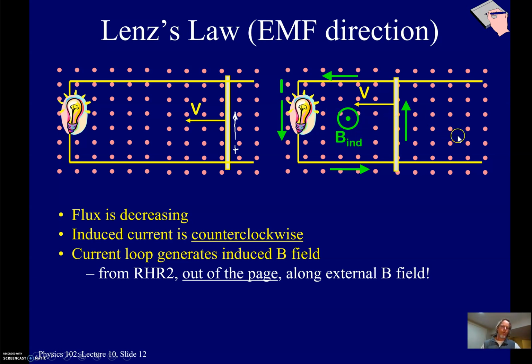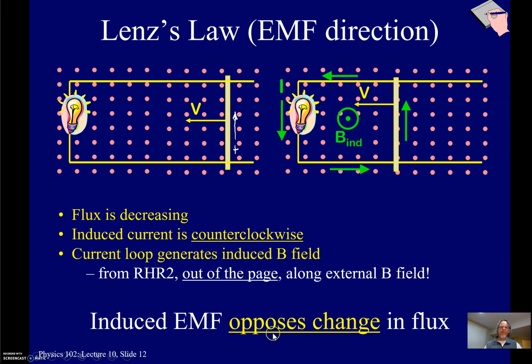You could push the bar one way, current goes one way, you push it back the other way, it goes the other way. In other words, you shake that bar back and forth, you're generating an alternating current, which is basically how our generators work in our power systems all across this earth. Okay?